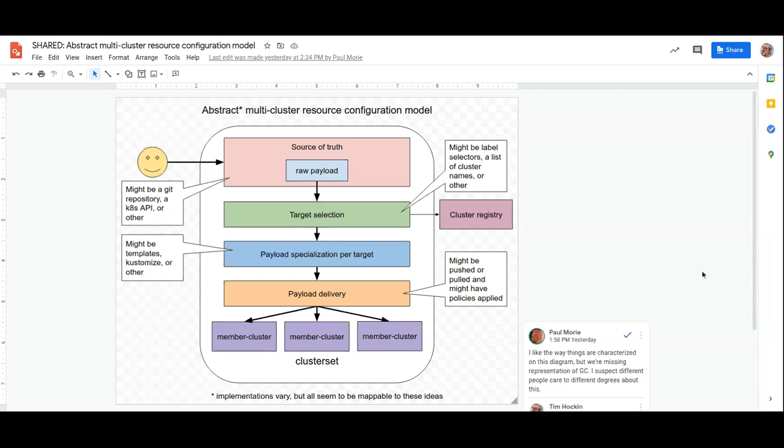I think one of the other things that comes out of this diagram too is it looks like we actually have maybe some separate phases that can be built independently, right? So maybe there's an all-up implementation that handles everything from the source of truth all the way down to payload delivery, but maybe target selection can be a plugin, payload specialization can be a plugin, or something like that. There are other ways. I think framing it this way gives us other ways to look at the problem.